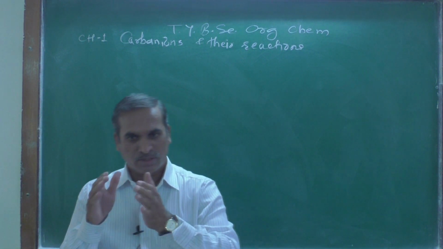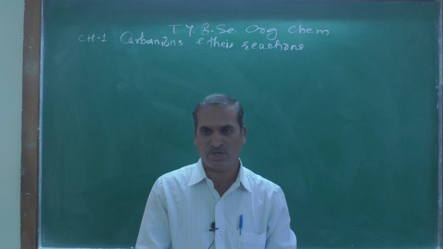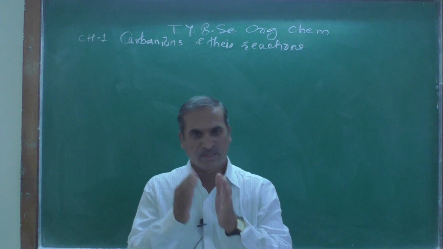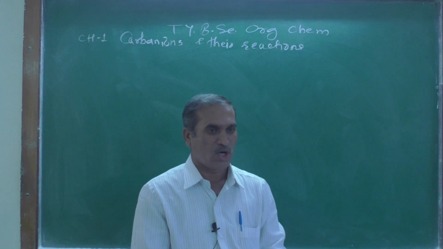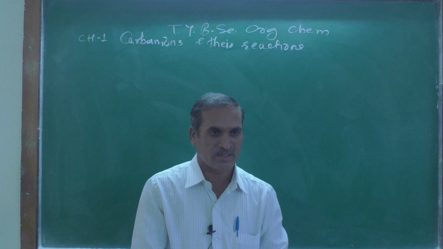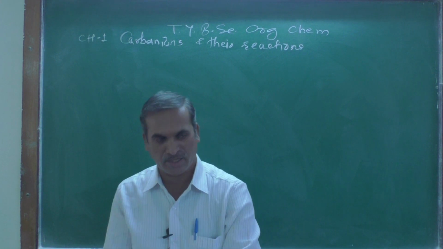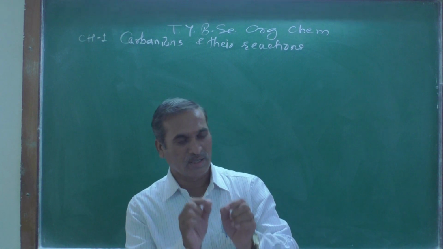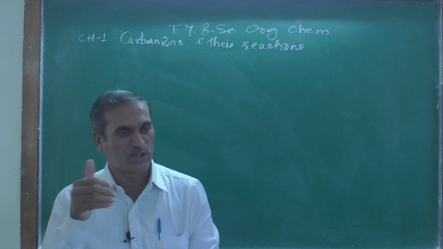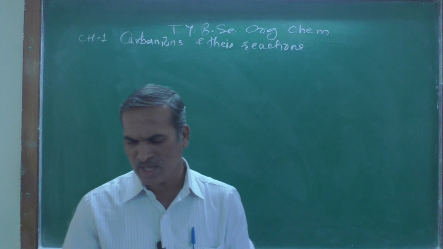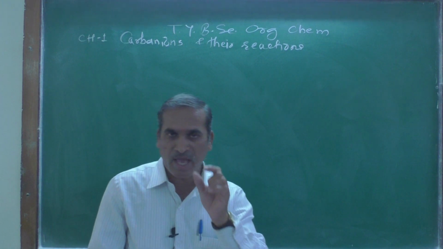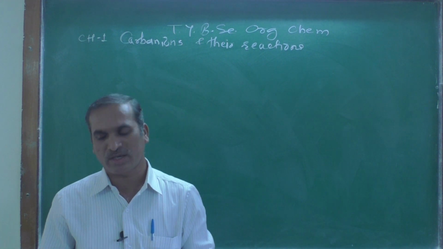First of all, let us see the definition of Carbanions. What does it mean? An organic species in which the carbon carries a negative charge is known as a Carbanion. Remember the definition: an organic species in which the carbon atom carries a negative charge is called a Carbanion.